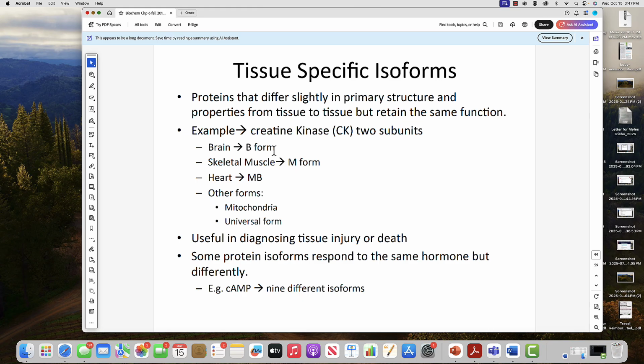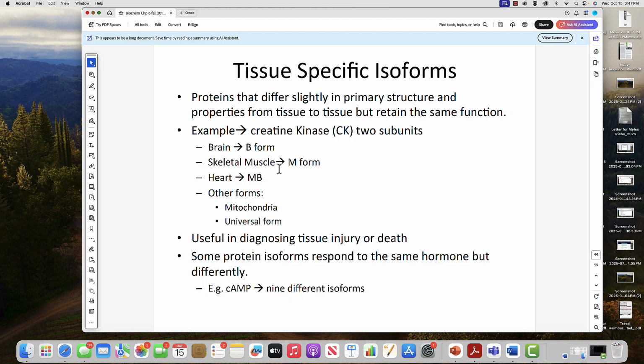Okay, so here is what I was mentioning, the different forms of creatine kinase: B form, M form, and MB. There are other forms like mitochondrial, and then there's a universal form. But ultimately, these different forms are important for their function and structure in different tissues. So even though an enzyme can operate in different tissue, its basic function should be the same.